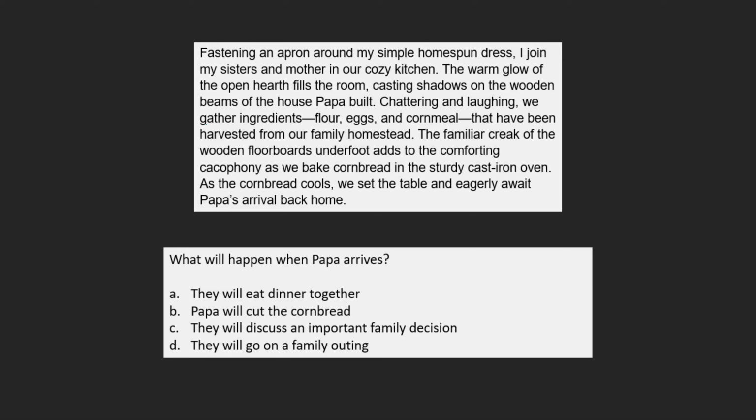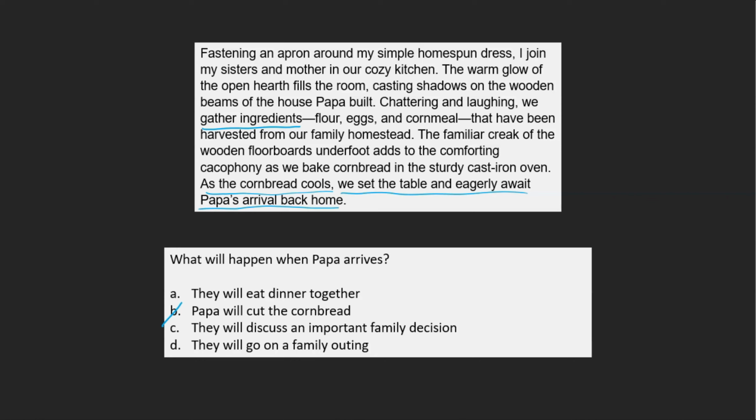The passage mentions that the family is gathering ingredients to make cornbread, and as the cornbread cools, they set the table and eagerly await Papa's arrival back home. Although the passage does focus on the family baking the cornbread, there's not enough information here to infer that Papa will be cutting it, as opposed to anybody else in the family. Therefore, B can be marked as incorrect.